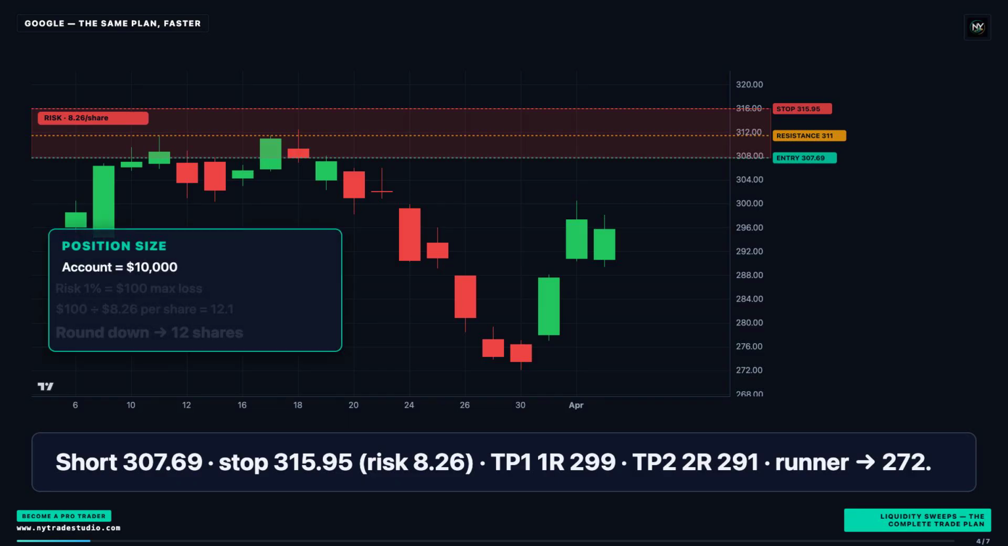Step 4, size it. 1% of our $10,000 account is $100. 100 divided by 8.26 is 12.1, so we buy 12 shares.